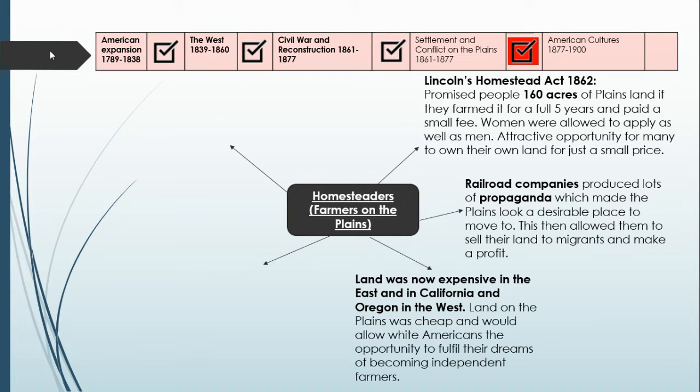Okay, I touched upon this earlier, but land was now very expensive in the East and in California and Oregon in the West. So remember, California, for example, due to the gold rush, Oregon due to Pikes Peak gold rush.